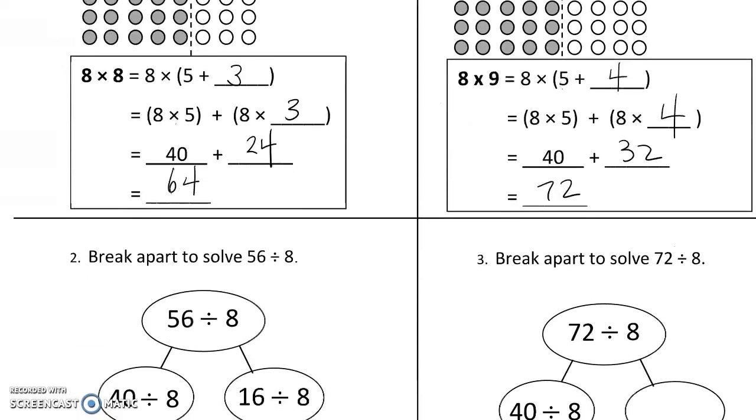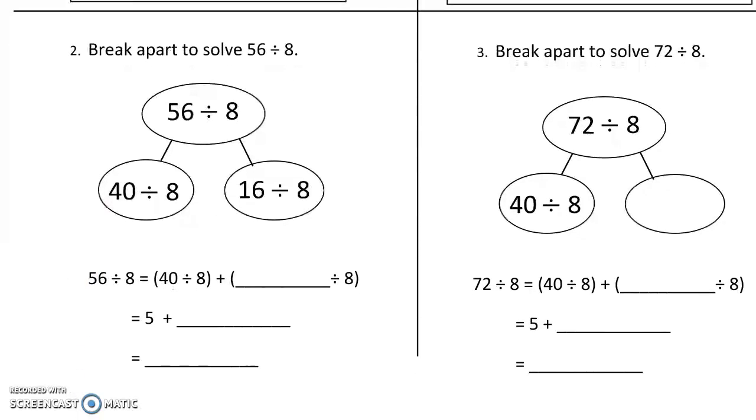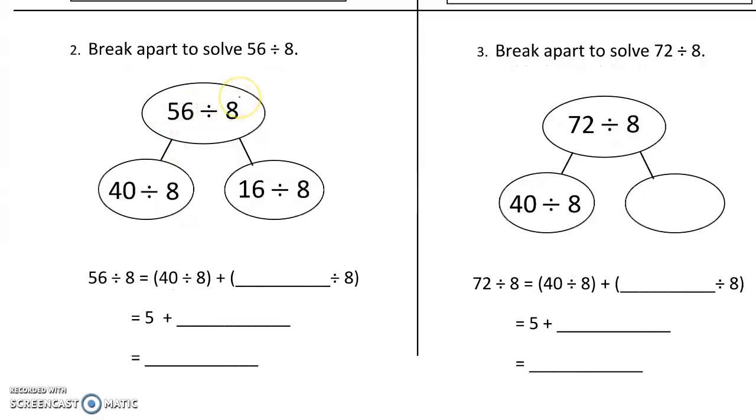All right, number 2. Break apart to solve 56 divided by 8. We've done these before, just a little bit, but these division ones can be harder, especially when you see number 3 where we've got a missing piece. Okay, so the problem is 56 divided by 8. They broke it down for us into a group of 40 divided by 8 and 16 divided by 8. And we have to solve each of those pieces to find the answer to 56 divided by 8.